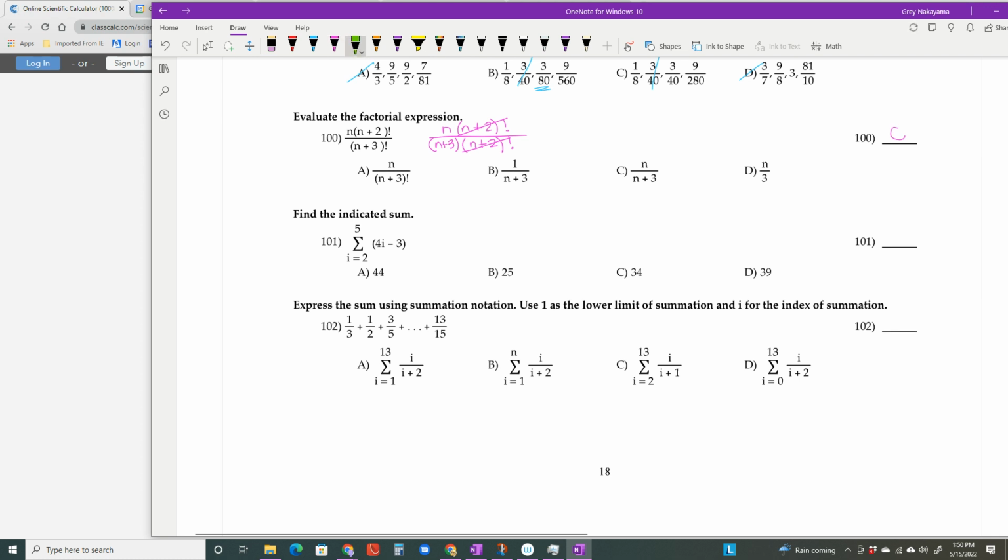All right, 101. Okay, y'all, this is just plugging in, but a lot of people miss this on our test. This thing means to add up all the terms, okay? So you can go plug in 4 times 2 is 8 minus 3 is 5, okay? 4 times 3 is 12 minus 3 is 9. 4 times, so I'm just going from 2 to 5. So you can do this, okay, and plug in and then add those numbers up.